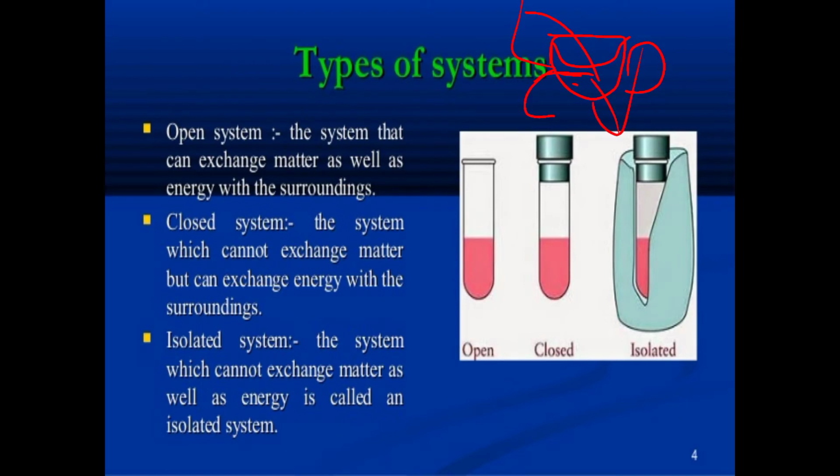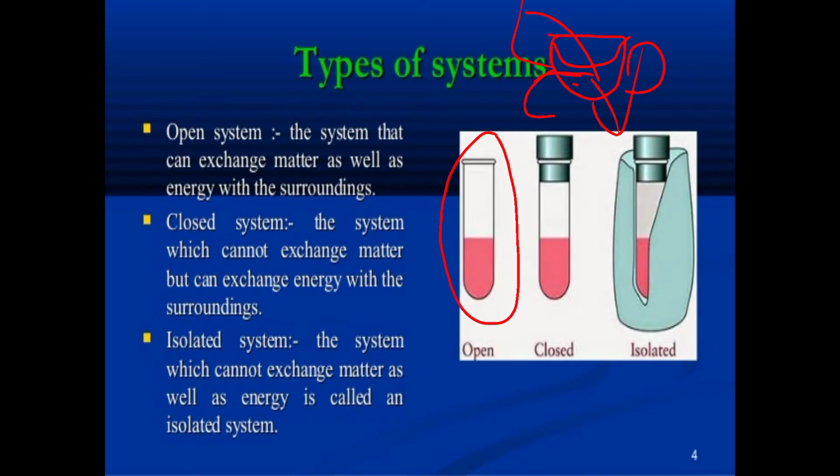And if we pour the tea also, it will fall to the surroundings. So both matter and energy can exchange in an open system. So it is an open system. If you take any reactants or any chemical in a test tube, that is an example for an open system.